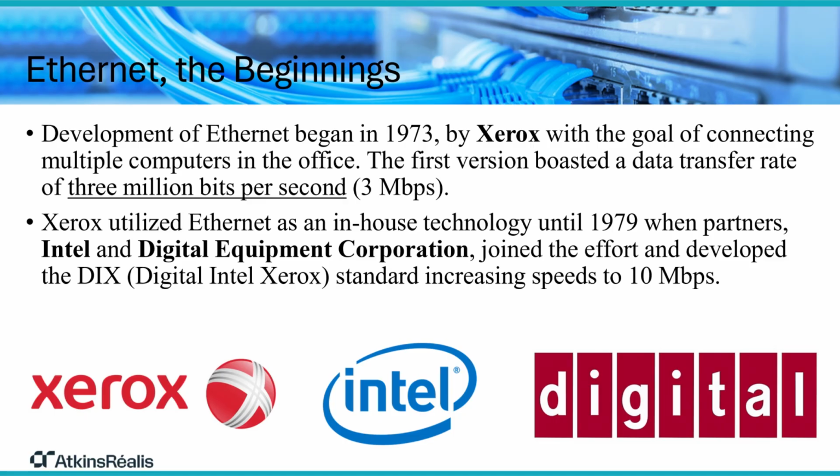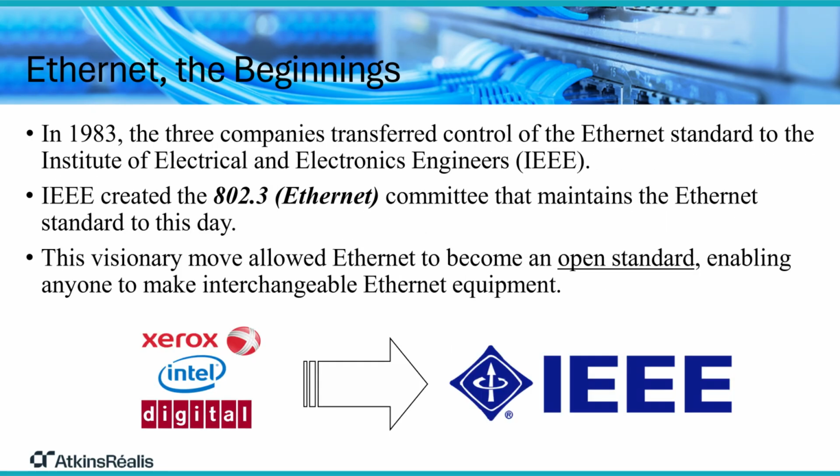I love this story. It starts at Xerox in 1973, just trying to connect office computers. Pretty slow, like 3 megabits per second. Right. Then by '79, Xerox teams up with Intel and Digital Equipment Corporation, the DIX standard, and they bump it up to 10 megabits. But here it is, the aha moment. In 1983, these 3 corporate giants decide to transfer control of the Ethernet standard to the IEEE, the Institute of Electrical and Electronics Engineers. And this was revolutionary. By making Ethernet an open standard managed by the IEEE 802.3 committee, they basically laid the foundation for the entire digital world.